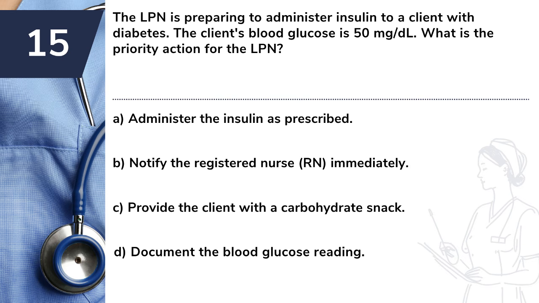Question 15. The LPN is preparing to administer insulin to a client with diabetes. The client's blood glucose is 50 milligrams per deciliter. What is the priority action for the LPN?